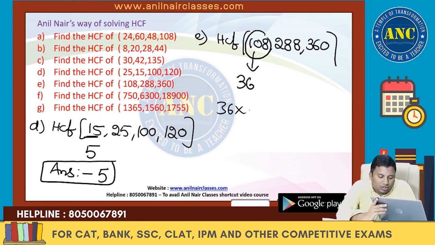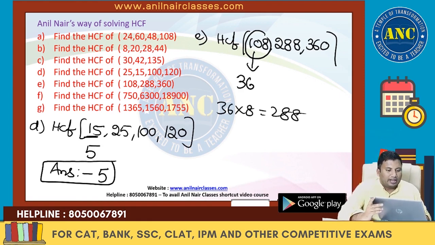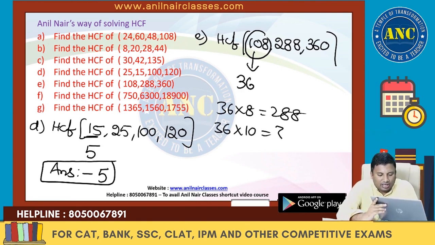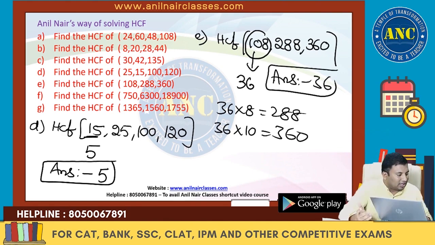36 8s are 288. 36 10s are 360. It should divide every other number. So the answer is 36.